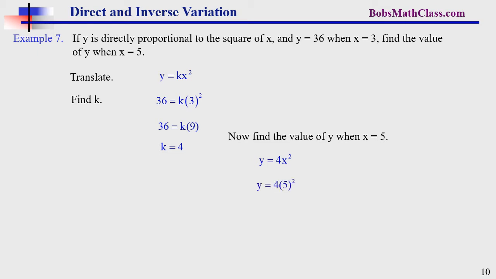Order of operations says do the exponents first. So that's 4 times 25, and now we have our value of y. Y equals 100. All right, so let's go back over it. Kind of a few steps here. Number 1, we had to translate. Then number 2, we use the numbers that they gave us to find k. And then number 3, we use that k and the new numbers, in this case only one number, to find y.